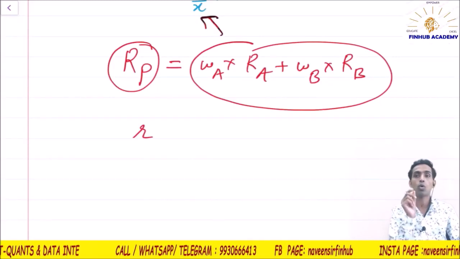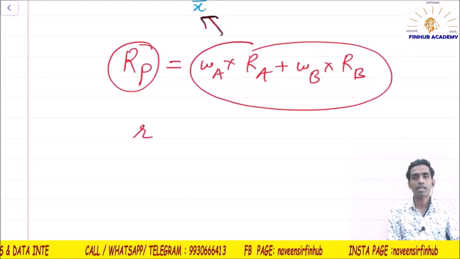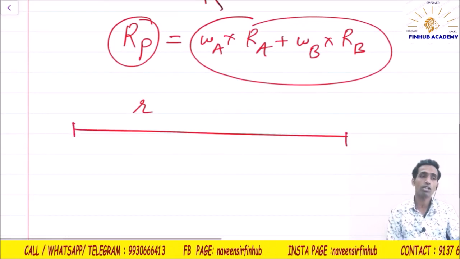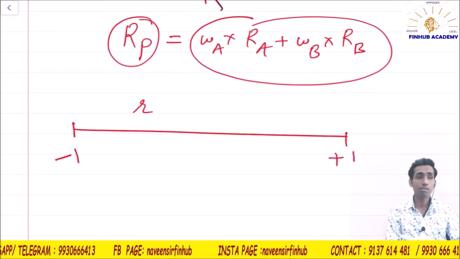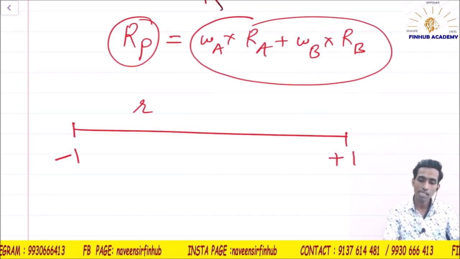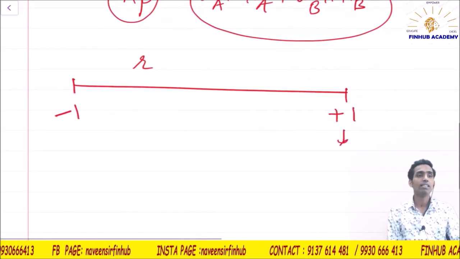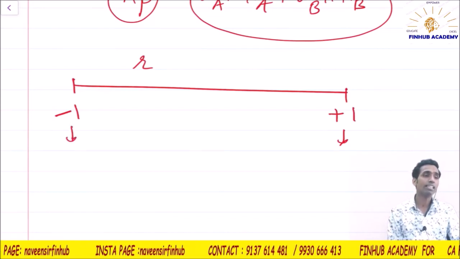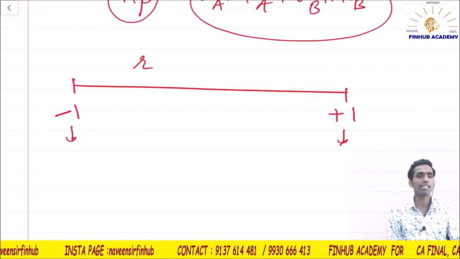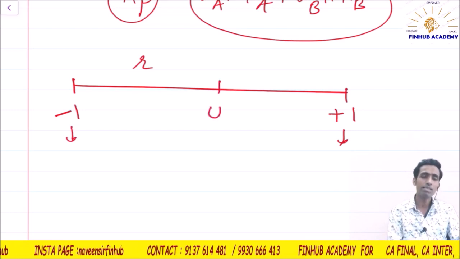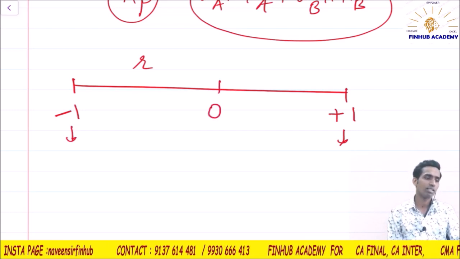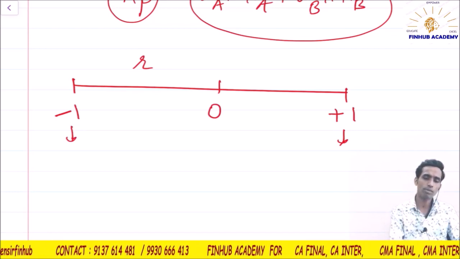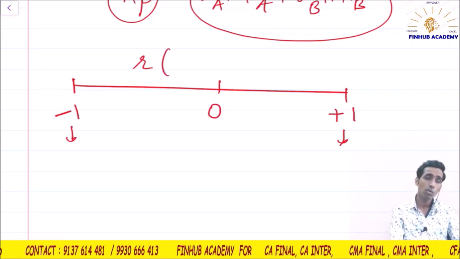R, correlation coefficient. Okay, the range of correlation coefficient is what? -1 and +1, correct? If it is +1, we call it perfectly positively correlated, and at -1, perfectly negatively correlated. If it is 0, that means no correlation.